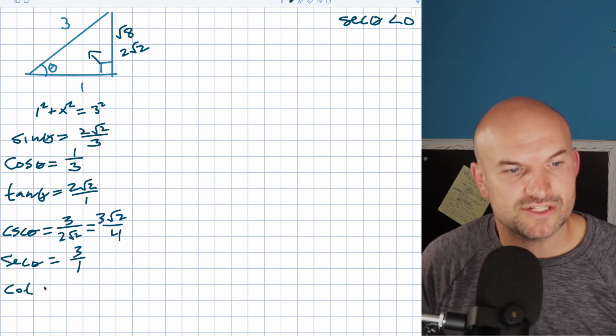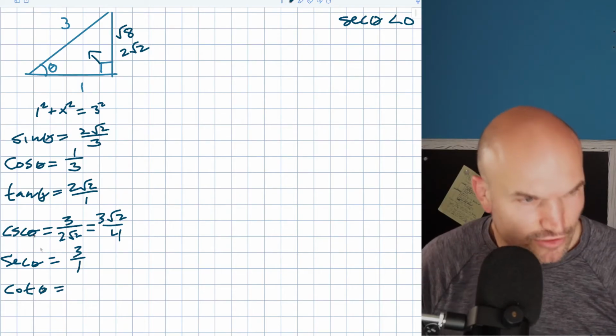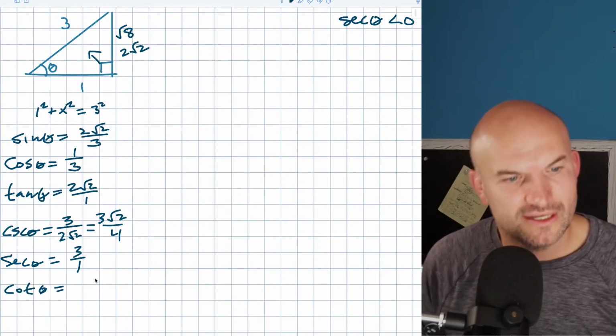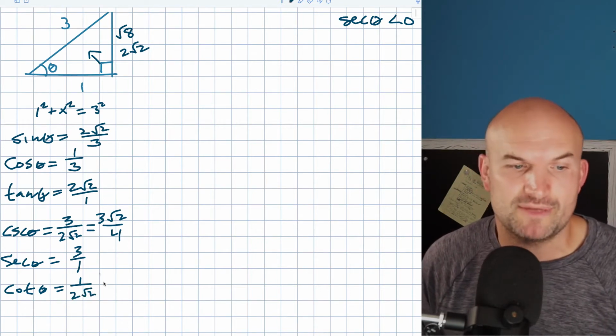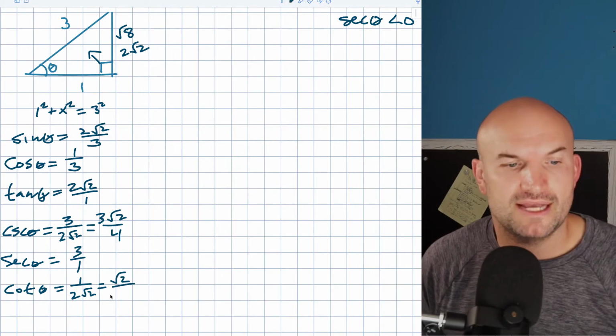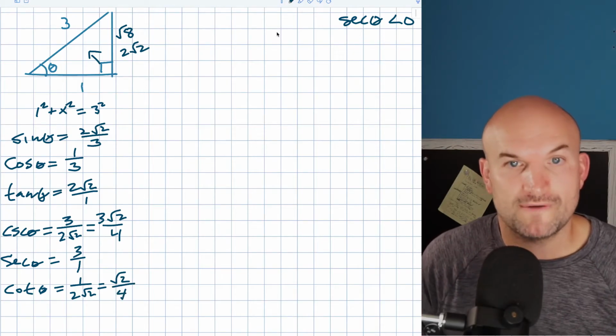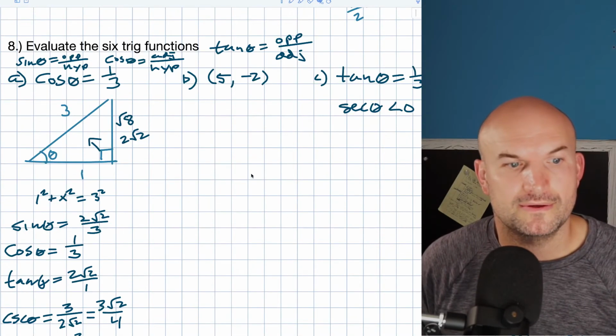And for the cotangent of theta, I would just have a 1 over 2 square root of 2, which again, you can rationalize the denominator, multiply by square root of 2 on top and the bottom. And that'd be a square root of 2 over 4.